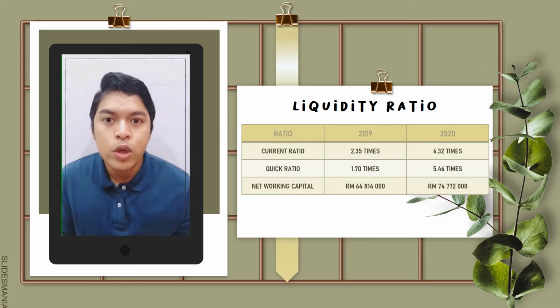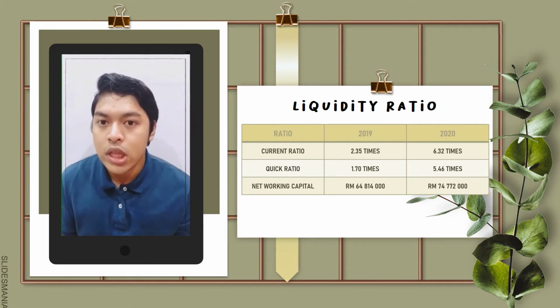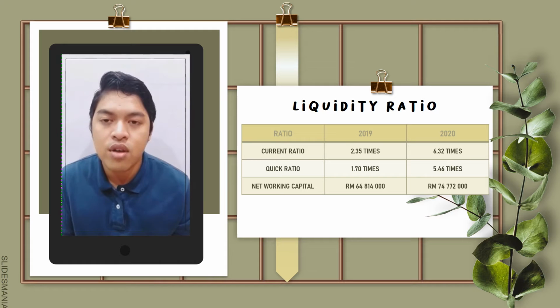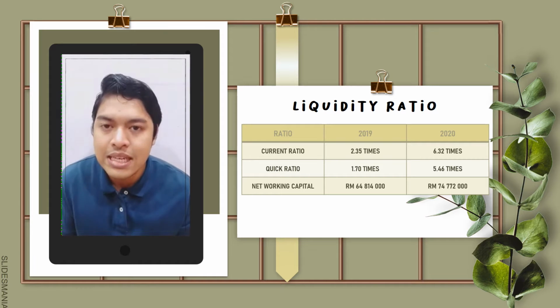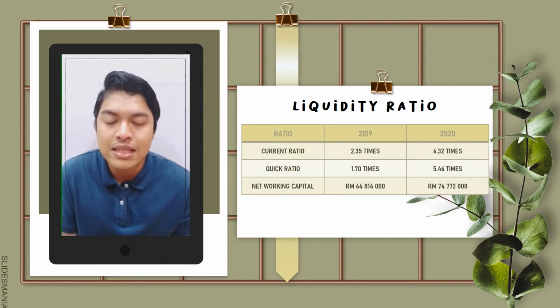Next, the quick ratio for the company in year 2020, which is 5.46 times, is higher than the quick ratio in year 2019, which is 1.7 times. This indicates that when the need arises, the company will find it easy to pay its current liabilities.